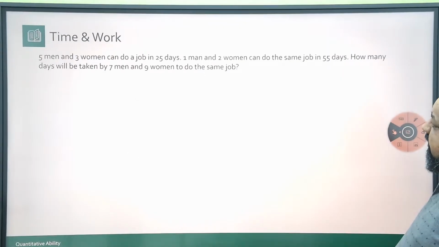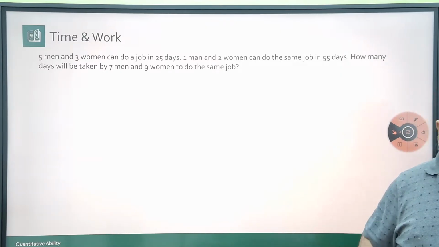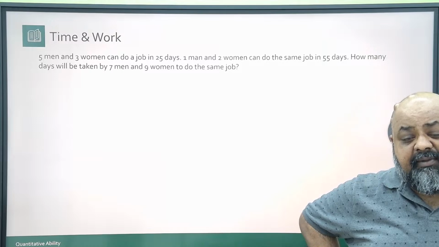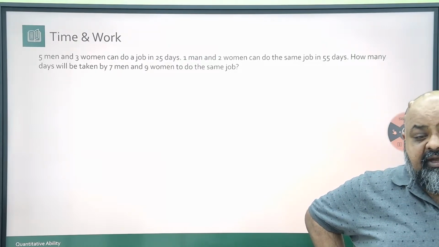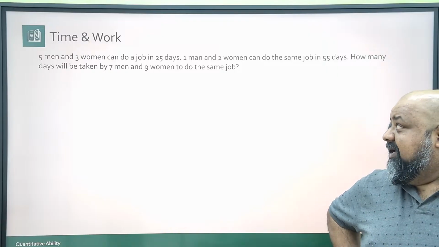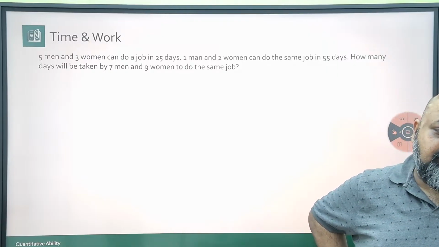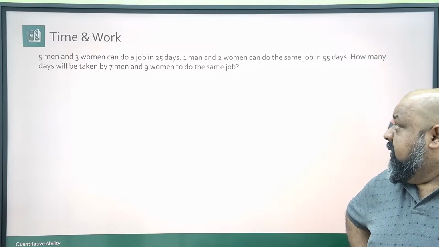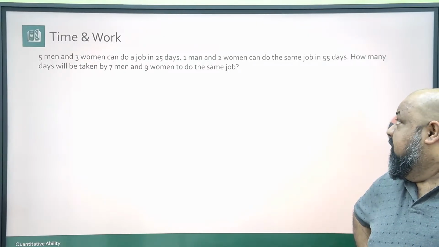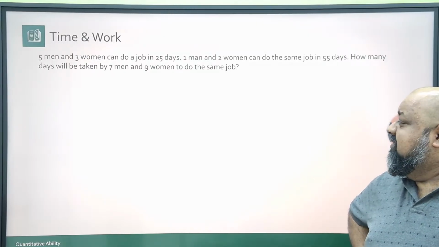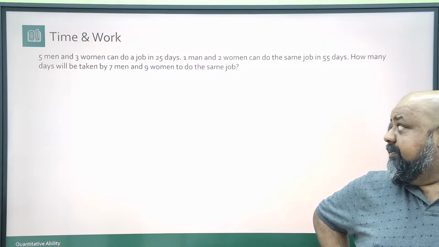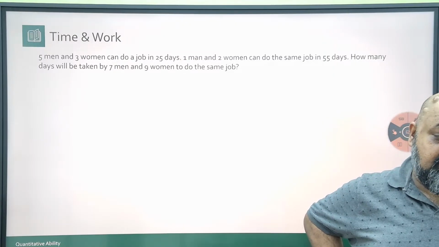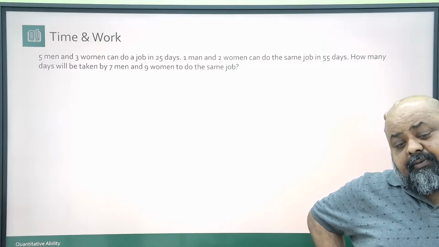Unequal groups working together. For example, look at this question. So these two groups are working together. 5 men and 3 women can do a job in 25 days. 1 man and 2 women can do the same job in 55 days. In how many days can 7 men and 9 women do the same job?